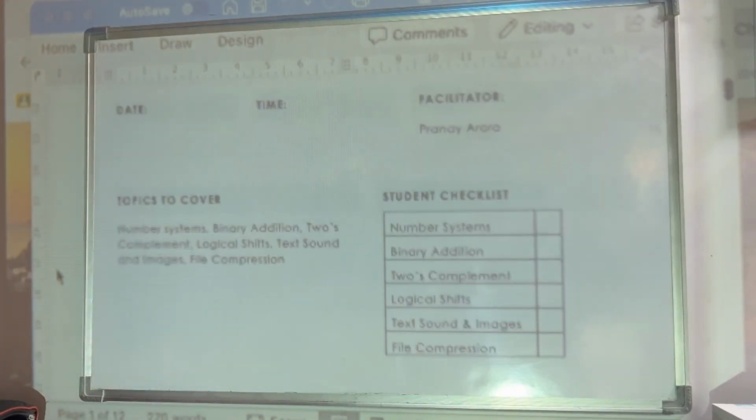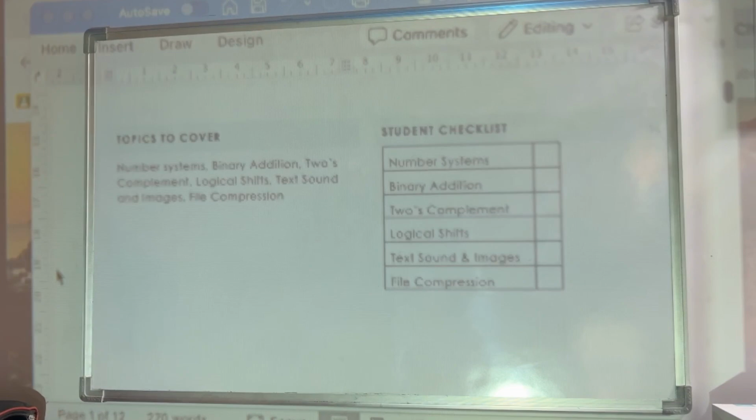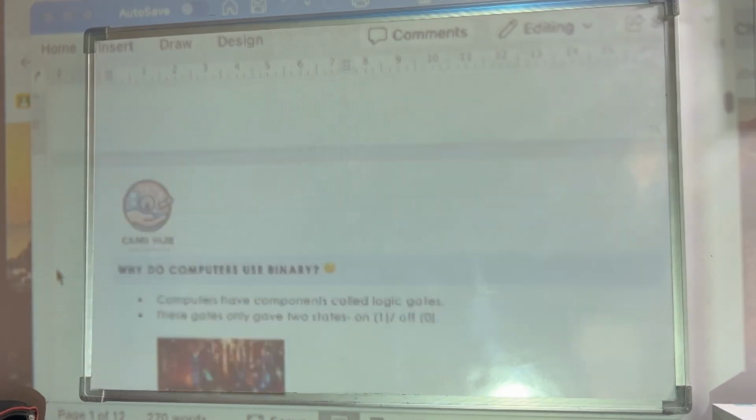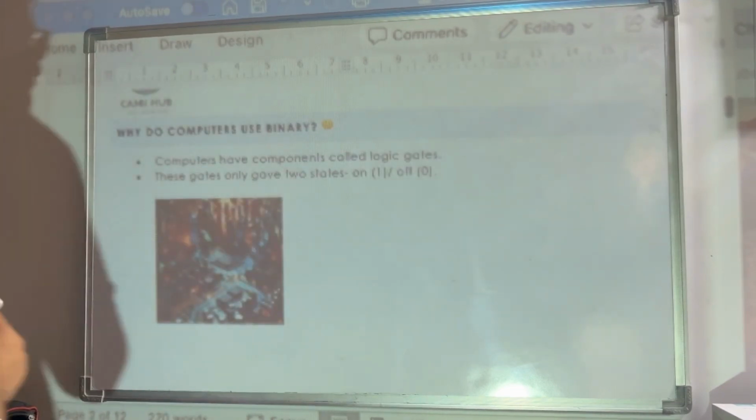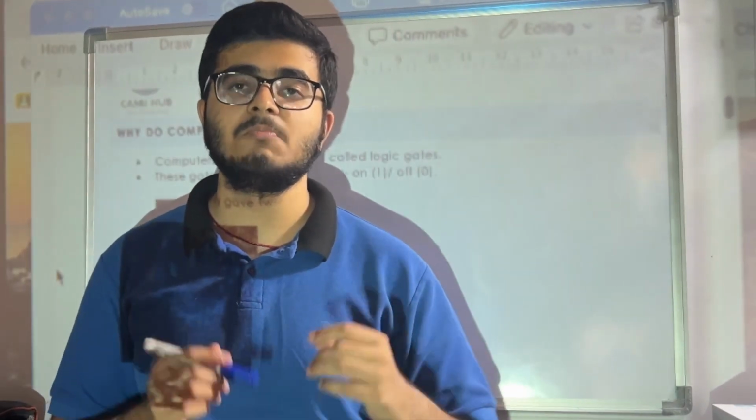You will be understanding number systems, binary addition, 2's complement, logical shifts, text, sound, images, and file compression. In today's video, we are going to do all the number conversions. So the first question that comes in this chapter is: why do computers use binary?